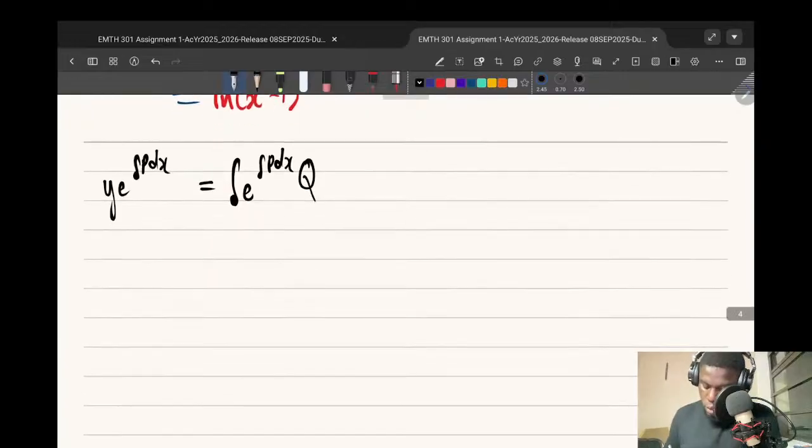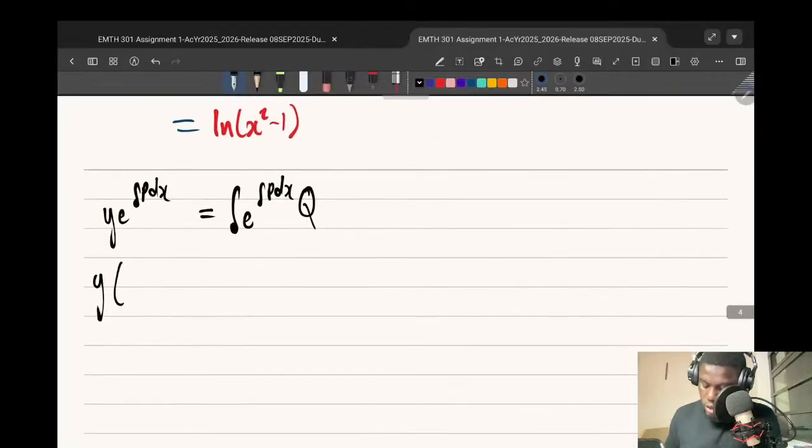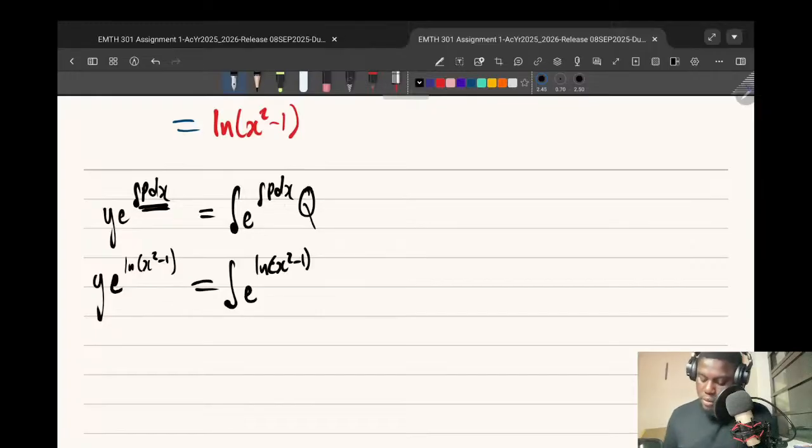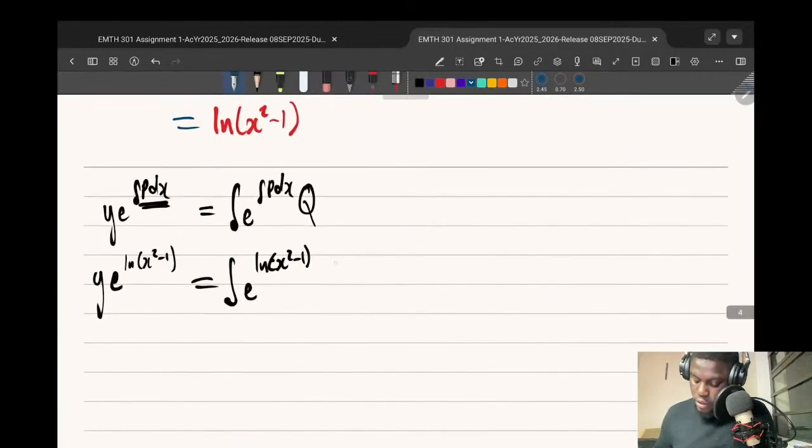which is going to be y times, what is going to be here, e to the this. We know it's going to be y e to the, what is the integral of p dx? It is ln x squared minus 1. This is going to be equal to the integral of e to the ln x squared minus 1, because we already found it, the integral of p with respect to x. Then this, we just multiply our q. And what is our q? x over x squared minus 1. So it's x over x squared minus 1.